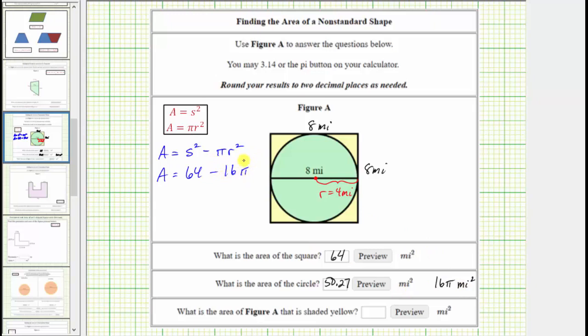And we know 16 pi is approximately 50.27. We'll say the yellow area is approximately 64 minus 50.27, which is equal to 13.73, and of course the units are still square miles. We enter 13.73.